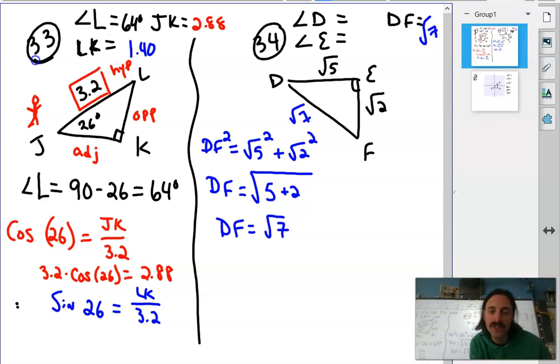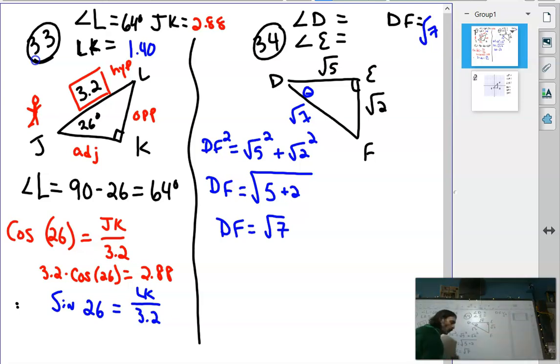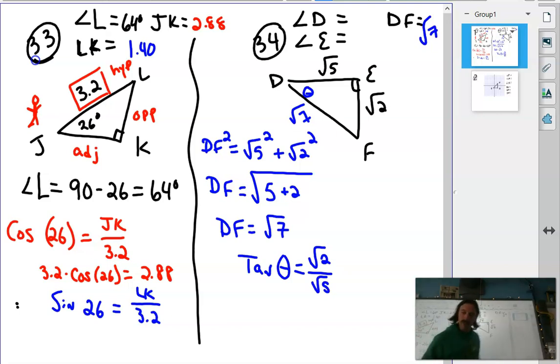Okay, now as for angles, if I'm looking for angle D or angle F, let's just start with angle D. So I'm standing at angle D. I'm going to use my little Greek symbol theta. And what I'm saying is, oh, wait a minute. I know the opposite of D is square root of 2. I know the adjacent of D is square root of 5. What trig ratio involves opposite and adjacent? And then you're screaming in your seat, tangent. So the tangent of some angle equals the square root of 2 over the square root of 5. How do we figure out what that angle is?